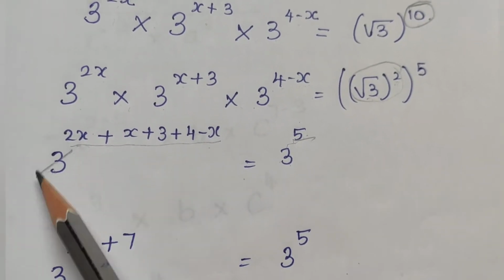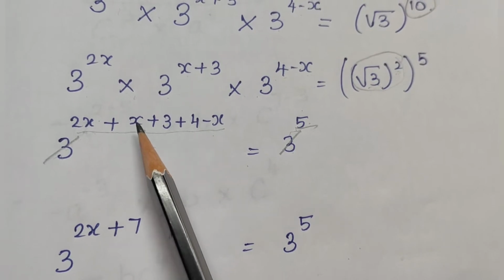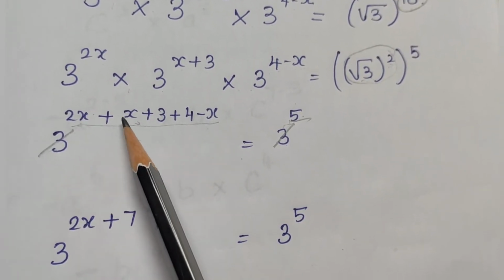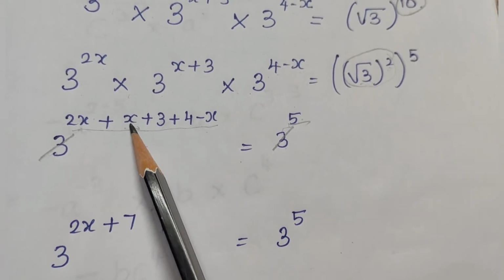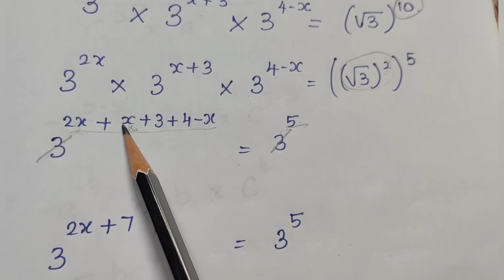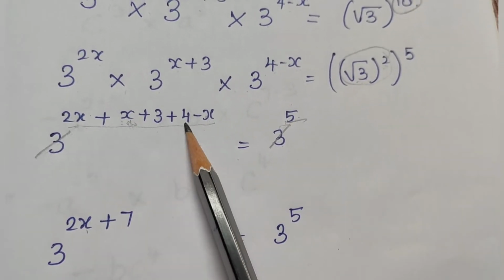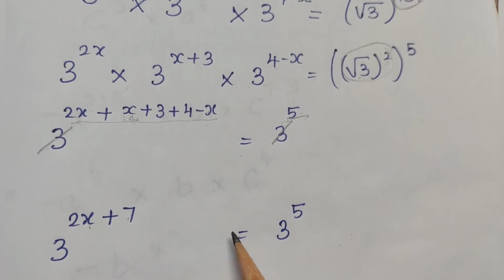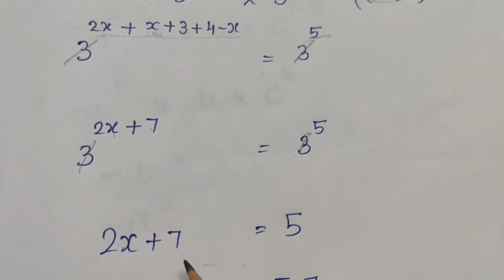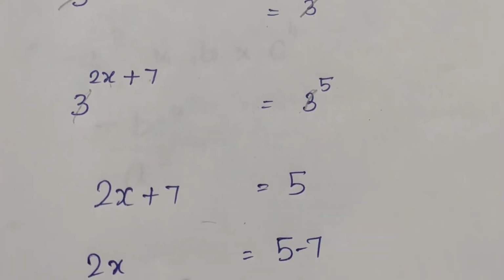Now same base, cancel the same base. 2x plus x, 3x, 3x minus x, 2x. Can you see? 3 plus 4, 7, equal to 3 power 5. Same base I cancelled. So we get 2x plus 7 is equal to 5.